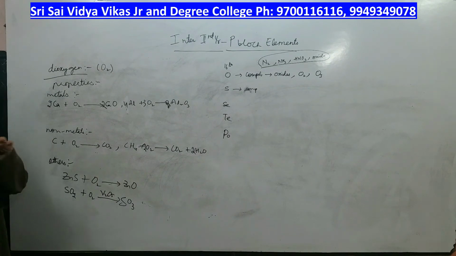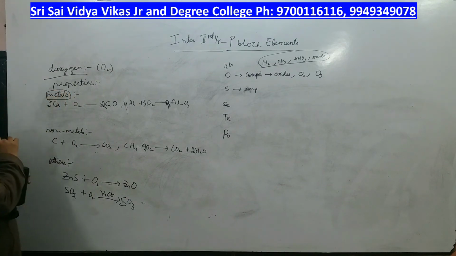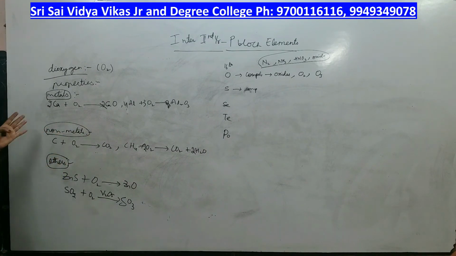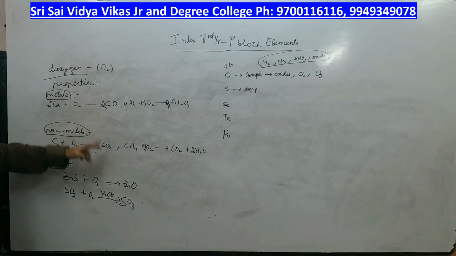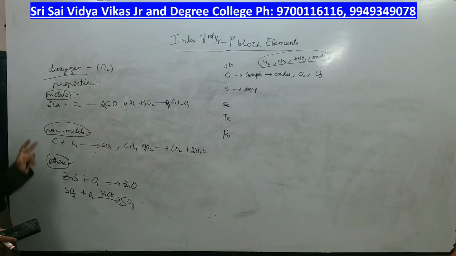Right? So the properties of oxygen gas I have segregated into 3 types. One is with metals, another is with non-metals and another is others. Right? So these are the different categories in which dioxygen reacts to give its oxide. Whether here or here, but you will get oxide only in the end. These are the properties of dioxygen.